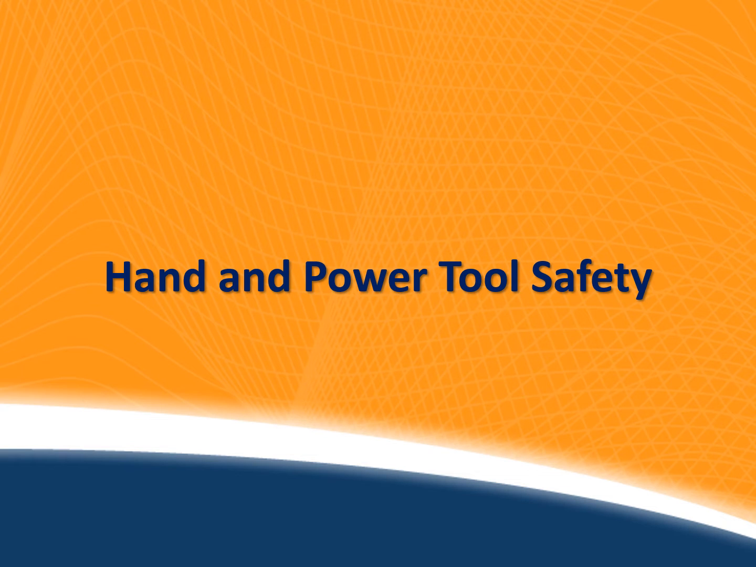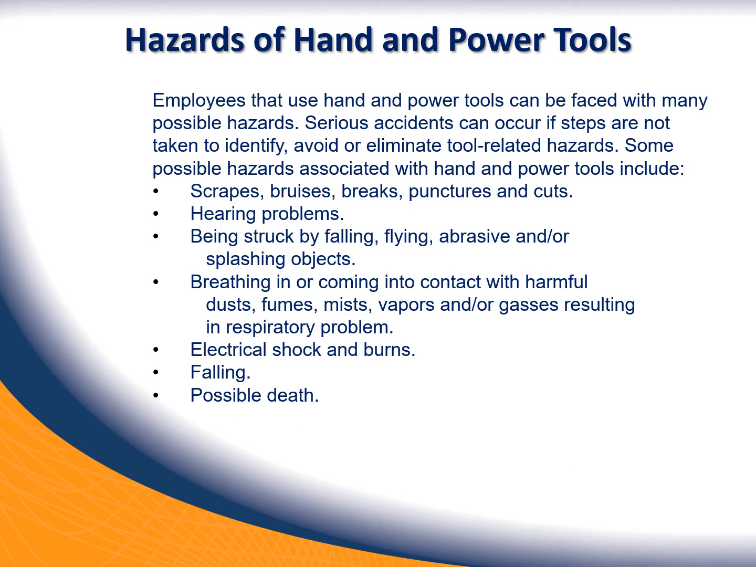Today we're going to talk about hand and power tool safety. In our regular jobs, we probably often use a hand or power tool, and there are a lot of hazards that are generated when you use those tools. Some of the things listed there certainly include scrapes, bruises, hearing problems from a loud noise, being struck by falling, flying, abrasive, or splashing objects, dusts being generated, electrical shock, burns, falling, and possible death.